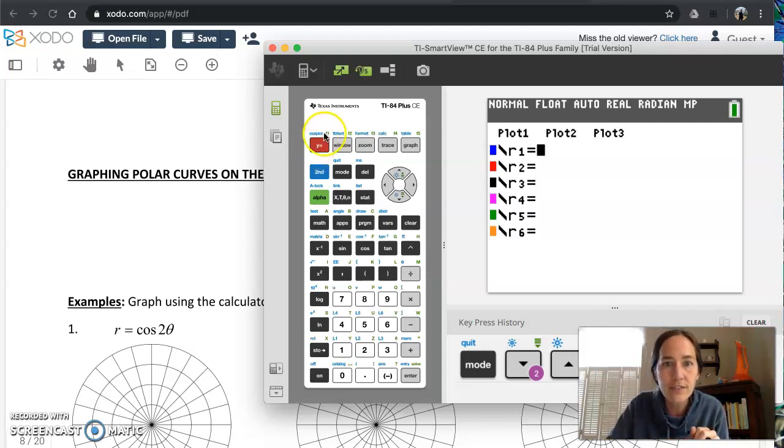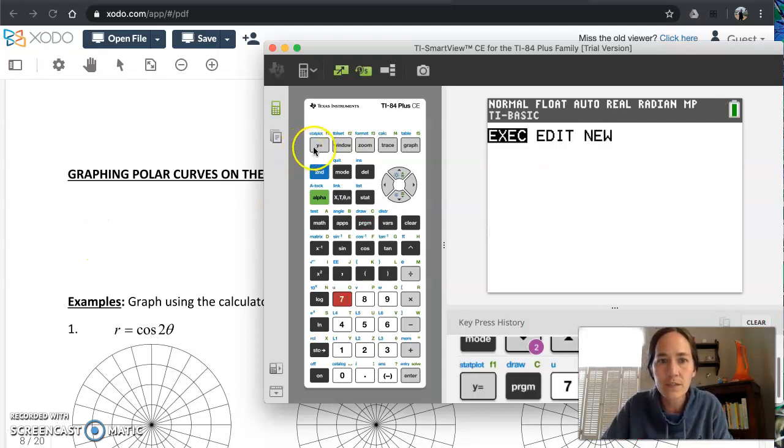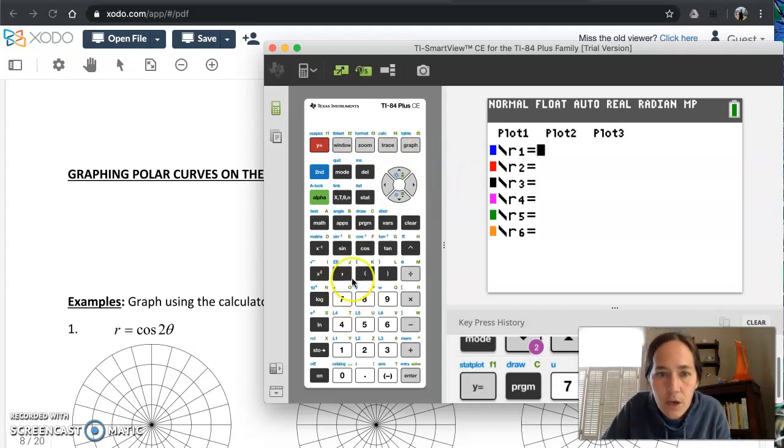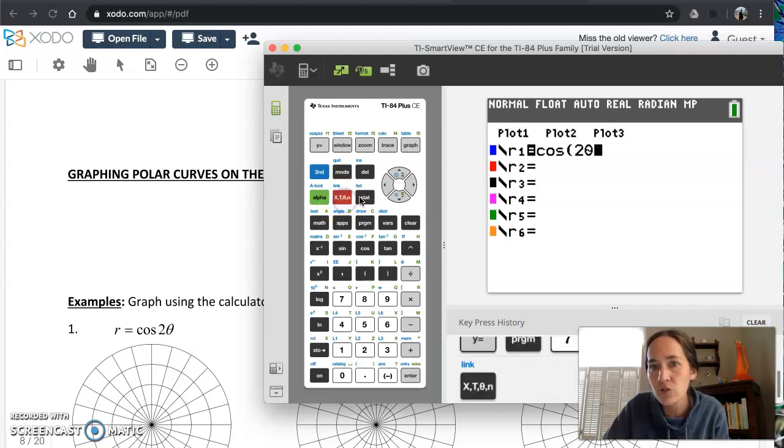Another thing, so let's say I'm jumping to example 1 and I want to graph r equals cosine 2 theta. I wonder if you can predict that this is going to be a rose. So I'll go y equals cosine 2 theta. You're going to find theta in the same spot where you found x for function mode, t for parametric, and n for sequential, but it'll be theta in polar. Cosine of 2 theta.